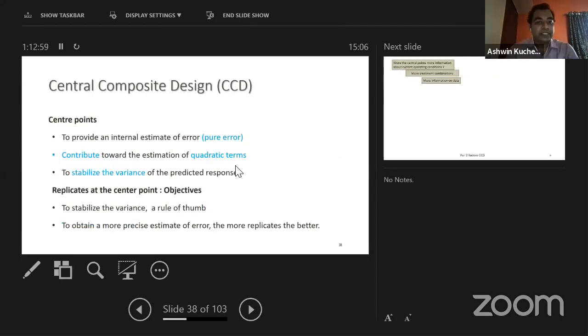Now, central composite design with respect to center points. This will provide us the pure error. If you increase the number of center points, you increase the number of data, and you make your process more precise and more robust. It contributes towards the estimation of the quadratic term and helps to stabilize the variance of a predicted response. The objective of center points is to stabilize the response, minimize the variance, which is a thumb rule, and obtain a precise estimate of error, where more replicates will be better for our experiment. So this was about axial points, factorial points, and the center points.